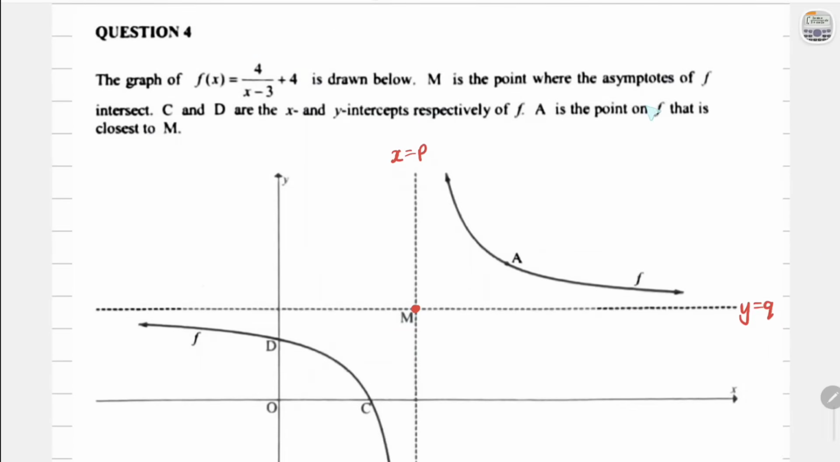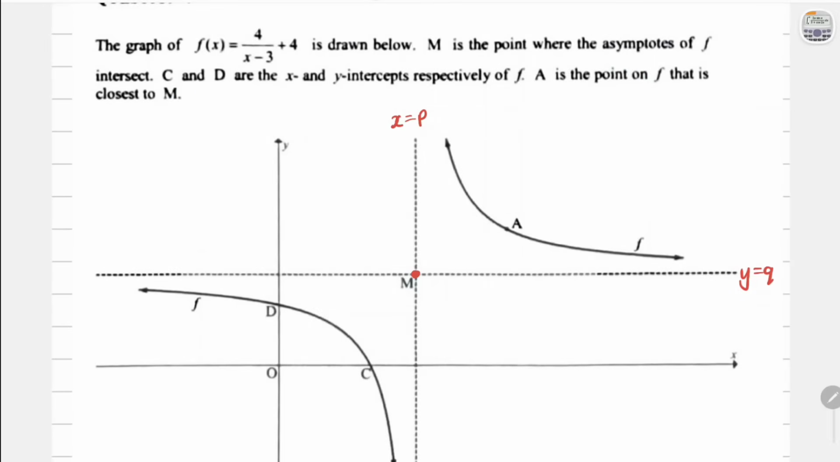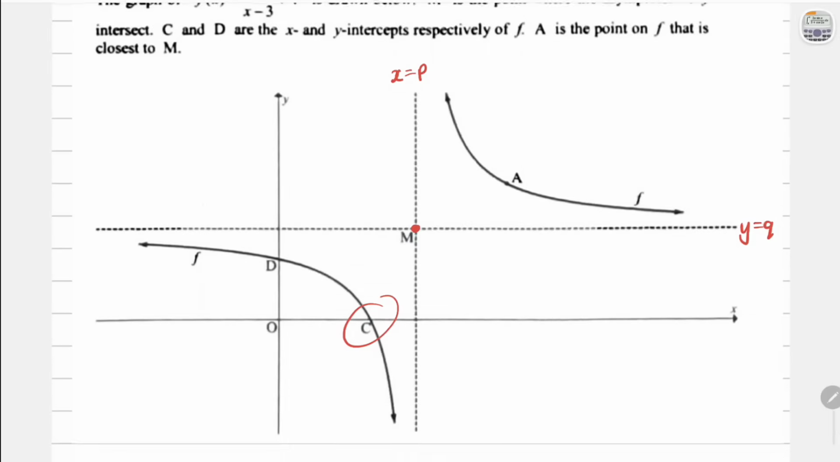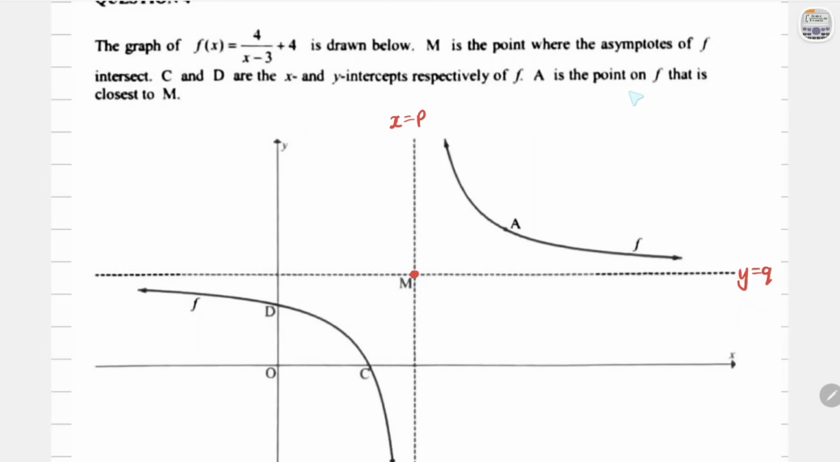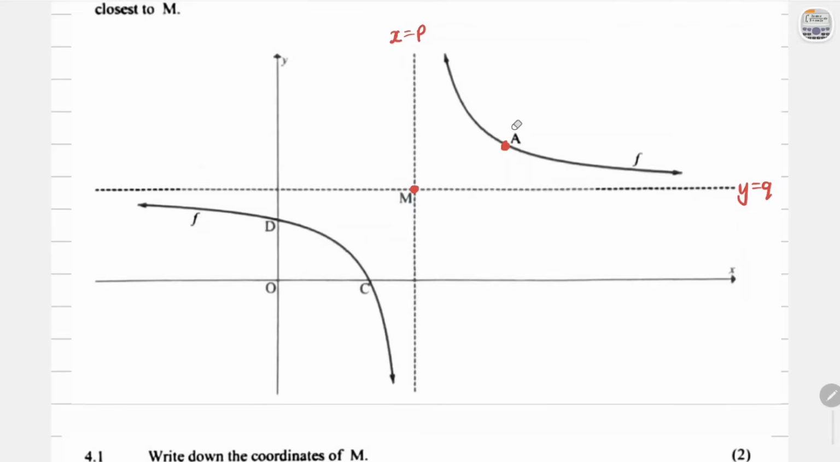Then they tell us that C and D are the x and y intercepts respectively of f. So we've got C and D. Then they say A is a point on f that is closest to M. That is an important thing, and we'll speak about that if it comes up. They're probably going to ask us to find A at some point, but we'll speak about that.